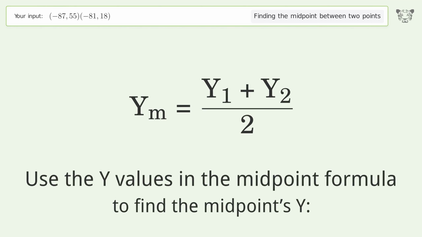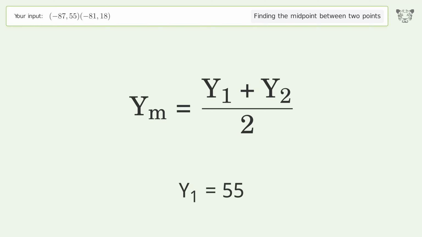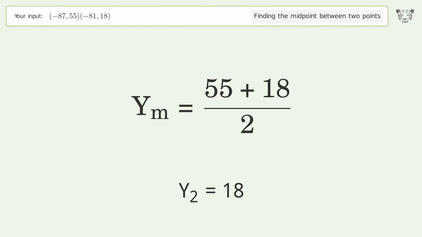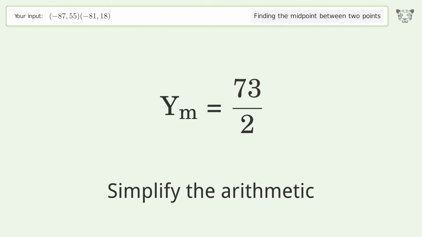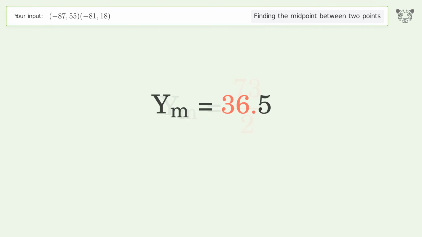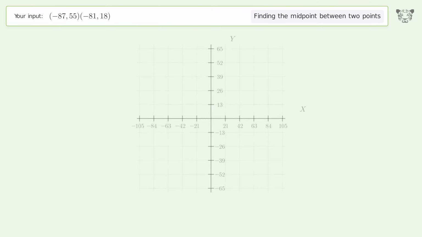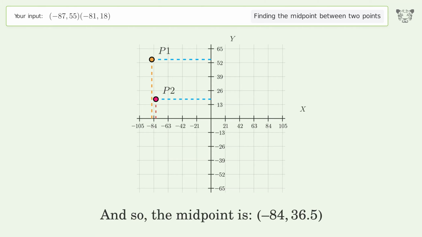Use the y values in the midpoint formula to find the midpoint's y. y1 equals 55. y2 equals 18. Simplify the arithmetic. And so, the midpoint is (-84, 36.5).